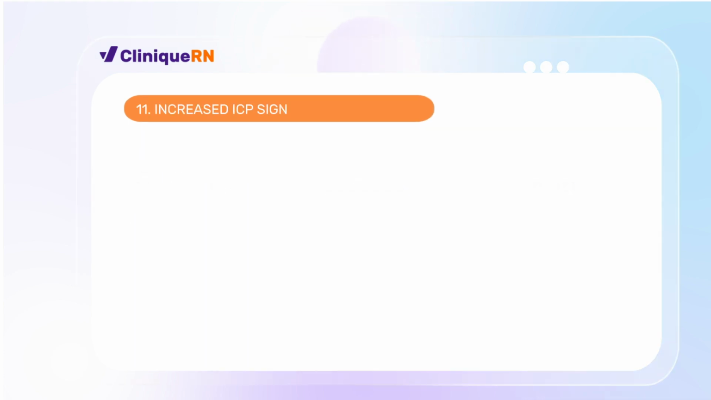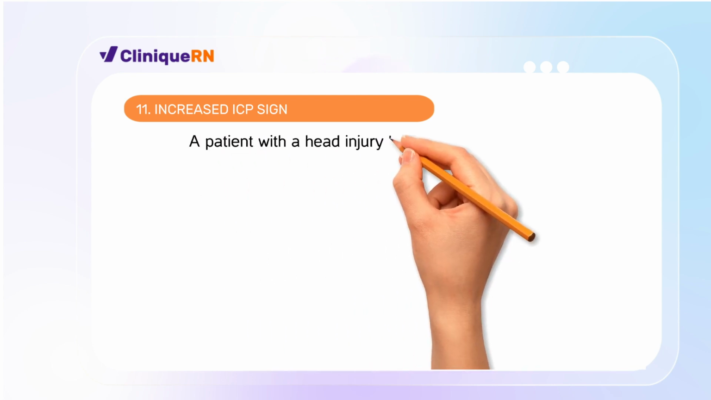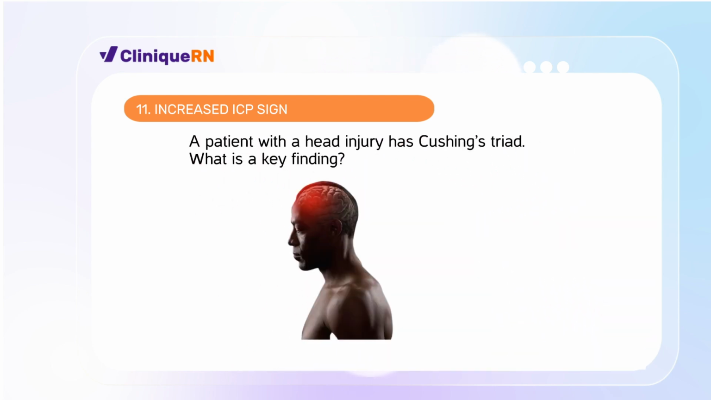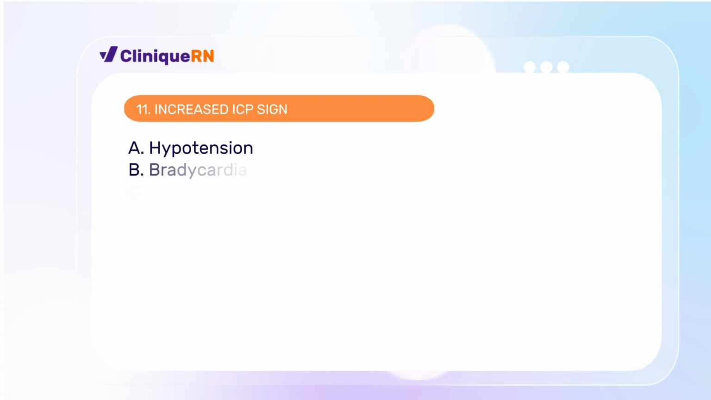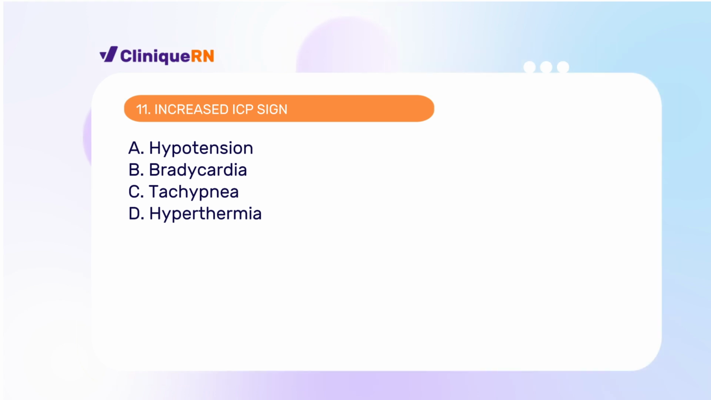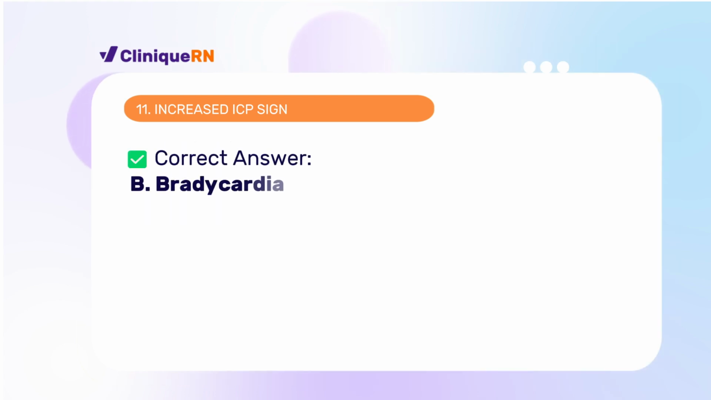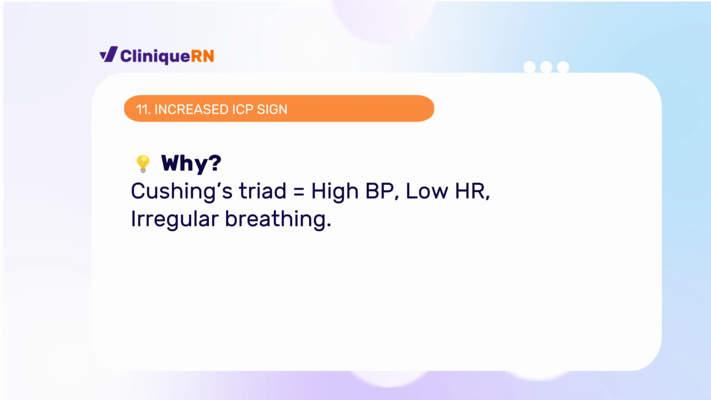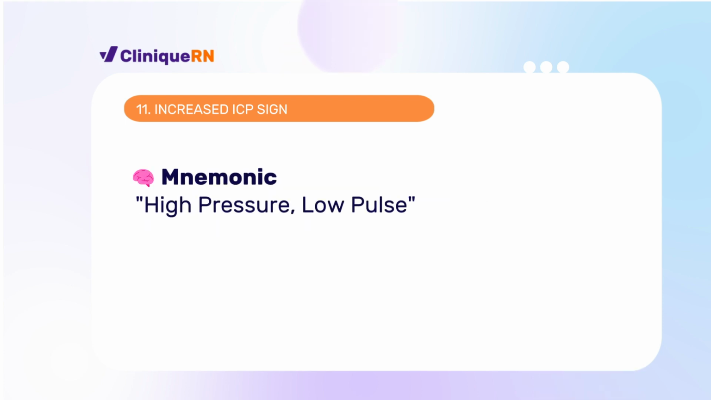11. Increased ICP sign. A patient with a head injury has Cushing's triad. What is a key finding? A. Hypotension. B. Bradycardia. C. Tachypnea. D. Hyperthermia. Correct answer: B. Bradycardia. Why? Cushing's triad equals high blood pressure, low heart rate, irregular breathing. Mnemonic: High pressure, low pulse.